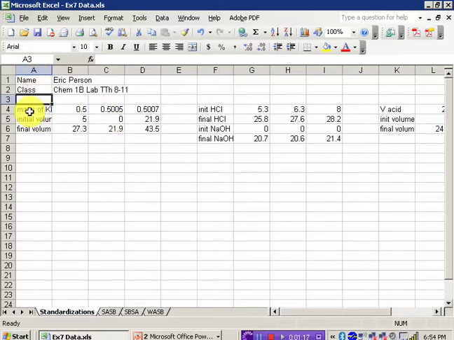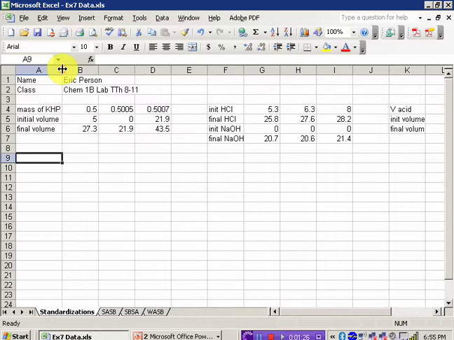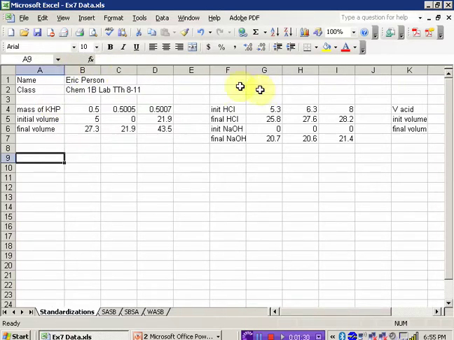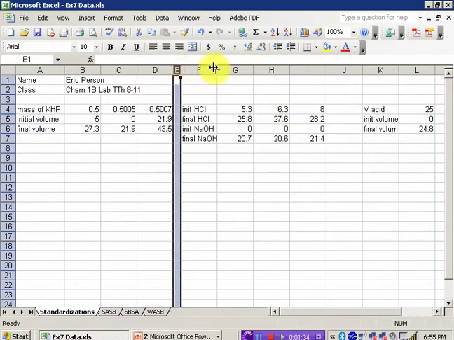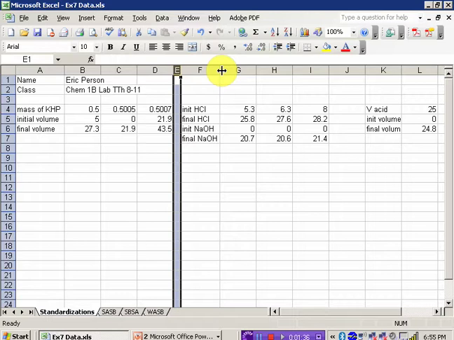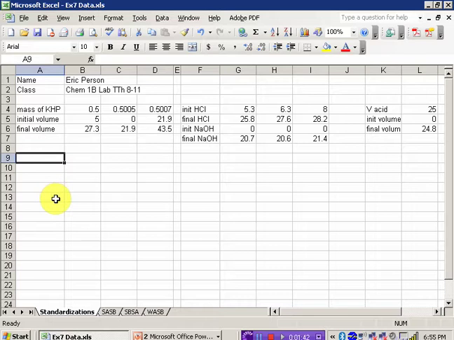I'm going to leave these headings the same, but you'll notice this mass of KHP, the potassium hydrogen phthalate, and the initial volume's a little cut off. I can click that barrier between the columns on the top bar and drag it left and right to expand the size, and that's helpful. I can also shrink these spacer columns. You can double click on that barrier and it will auto width the column, which works sometimes and not others.